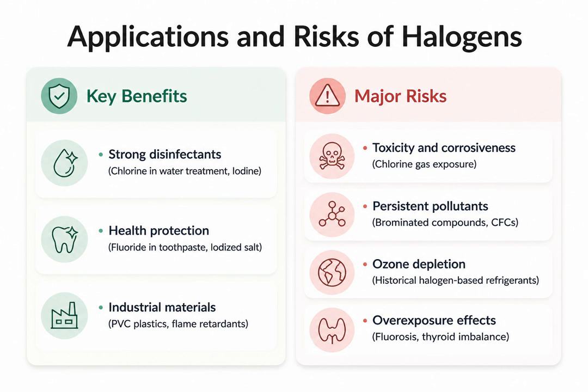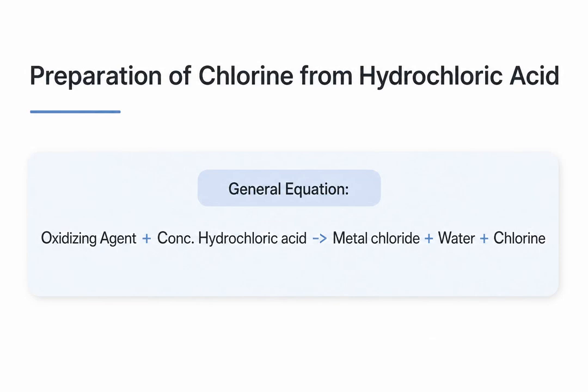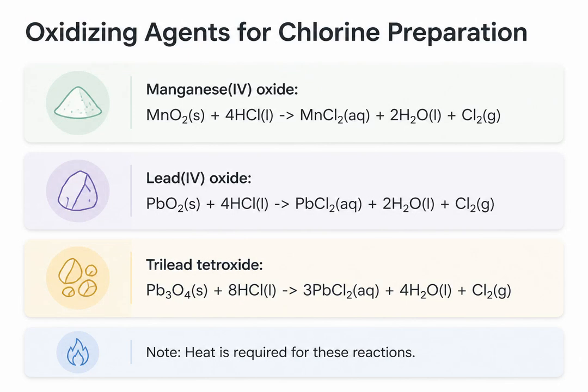Picking up with the synthesis of halogens, let us look at how chlorine is prepared in the laboratory. The most common method involves removing hydrogen from concentrated hydrochloric acid using a strong oxidizing agent. When the mixture is heated, the oxygen from the oxidizing agent combines with the hydrogen from the acid to form water, liberating chlorine gas. The metal from the oxidizing agent then combines with the remaining chloride to form a metal chloride. Several different oxidizing agents can be used for this reaction.